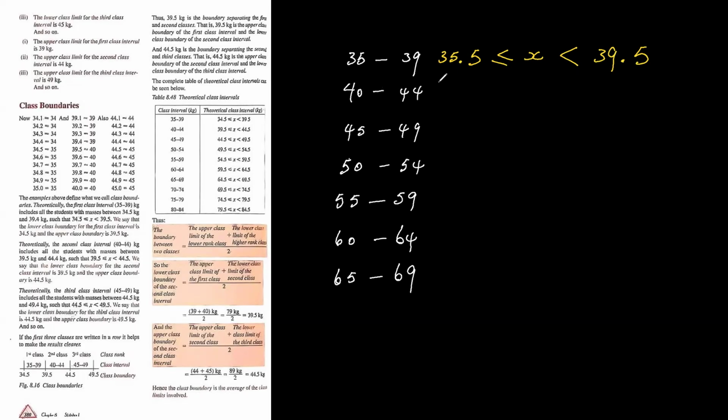So the boundaries for the second interval would be 39.5. Now we include it, right? And that is going to go up to 44.5, but we're not including it. But this is still called the boundary. So you have a lower boundary and an upper boundary.